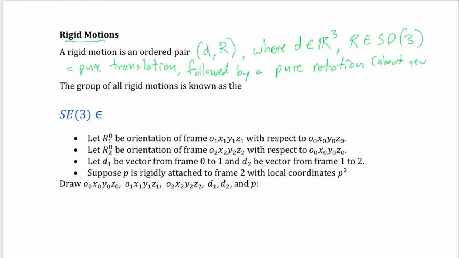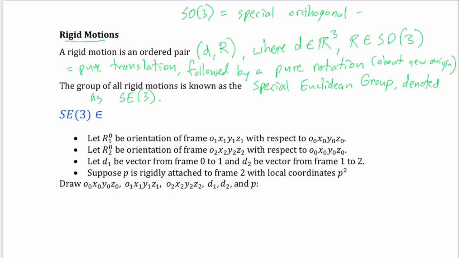The group of all rigid motions has a name. It's known as the special Euclidean group, and we notate it as SE3. You note that both the S and the E are capitalized, just like we had SO3, which is special orthogonal, and these equal a rotation matrix. SE3 is an element that is in the space R3 cross SO3.